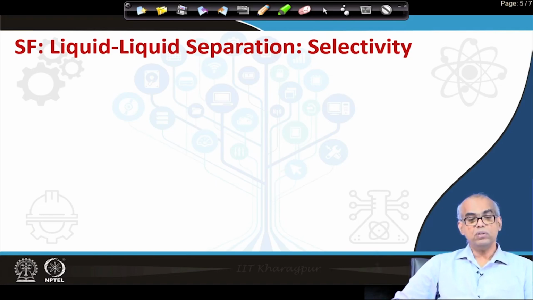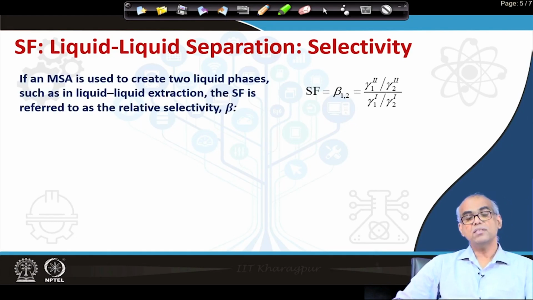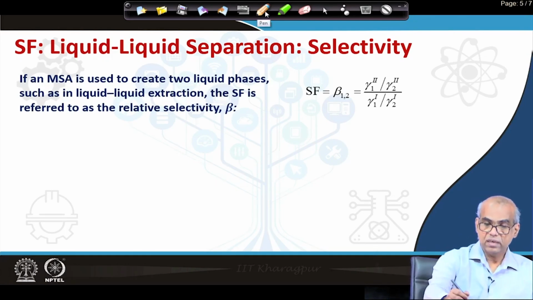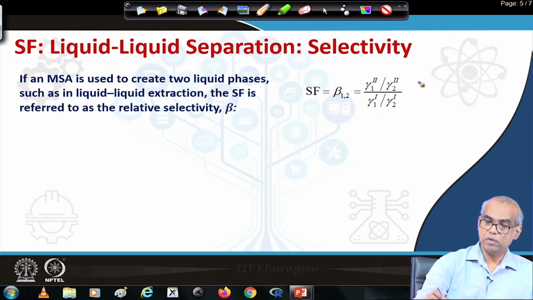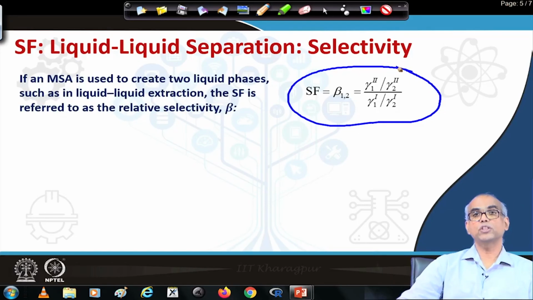Now, when we talk about liquid liquid separation, the separation factor is referred to as selectivity. So, when mass separating agent is used to create two liquid phases such as in case of liquid liquid extraction, the separation factor is referred to as the relative selectivity, and the relative selectivity usually denoted by beta can be defined as shown between components 1 and 2.